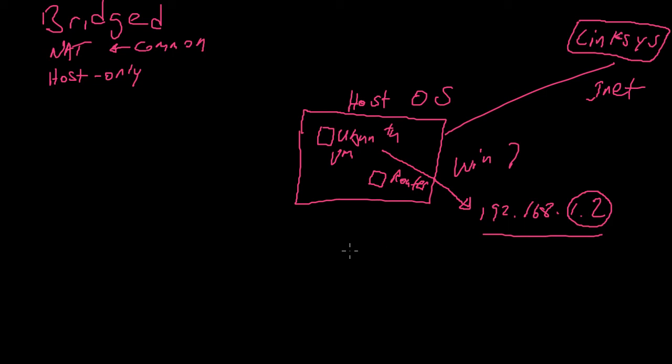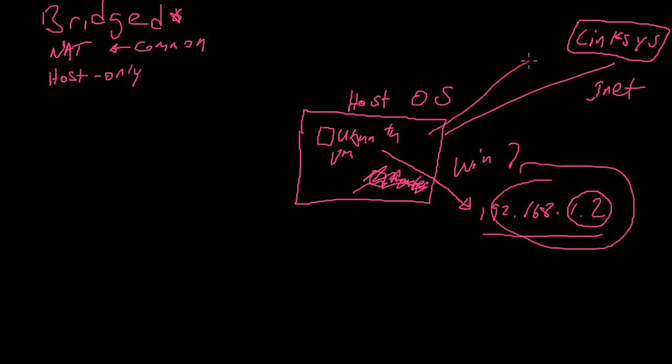The next way of networking is bridged. What bridged will do is it will not actually translate. It's going to try to connect Ubuntu directly. It's going to bypass this, and it's going to connect directly with the Linksys router. Well, almost directly. So what's going to happen here is your Ubuntu is going to get its own IP address from the Linksys of, let's say, 1.3.